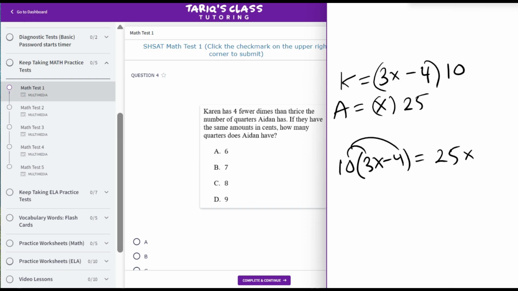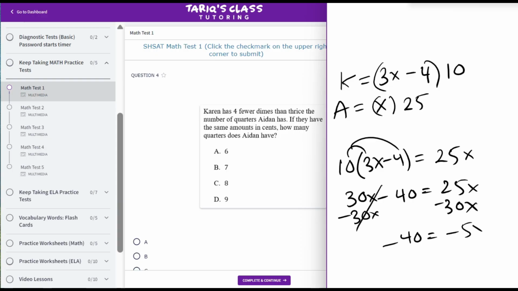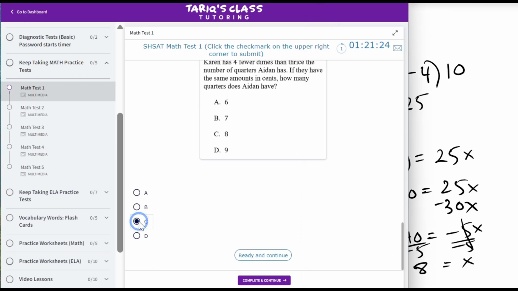So I'm going to distribute: 30x minus 40 equal to 25x. So we can minus 30x both sides. We have negative 40 equal to negative 5x, and divide by negative 5 both sides. So x is 8. But they're asking how many quarters does Aiden have? Aiden had x quarters, remember? So 8 is the answer. So we found the answer is C.